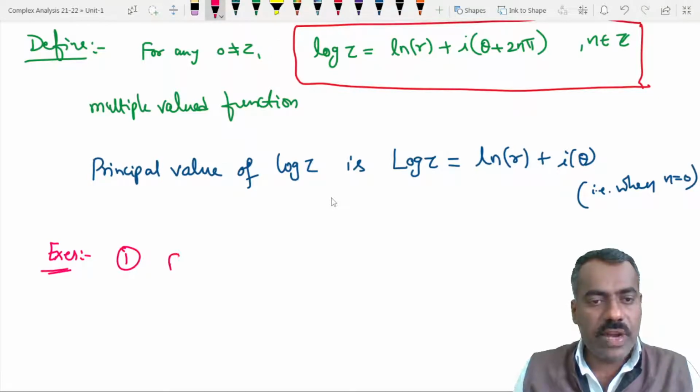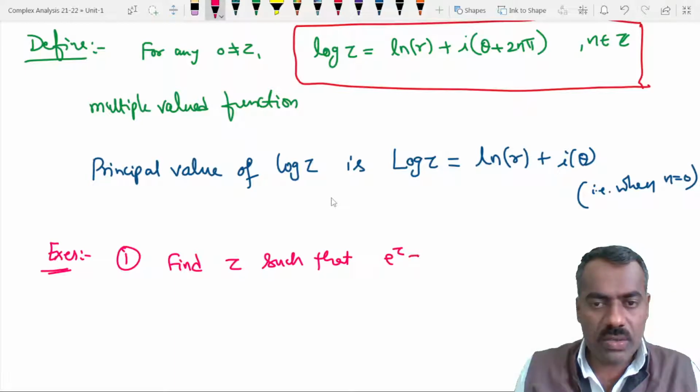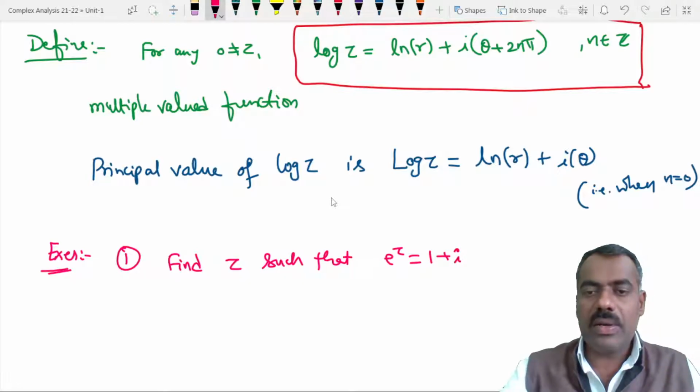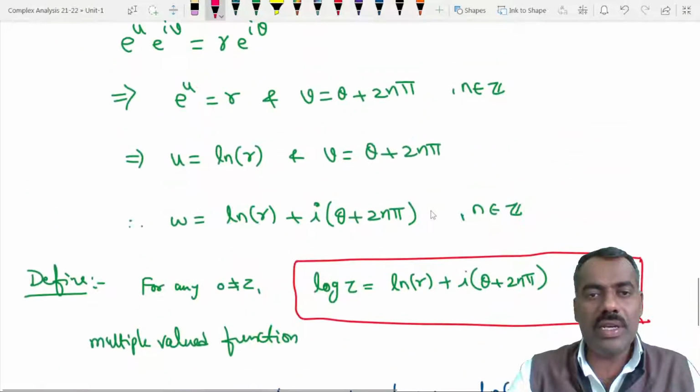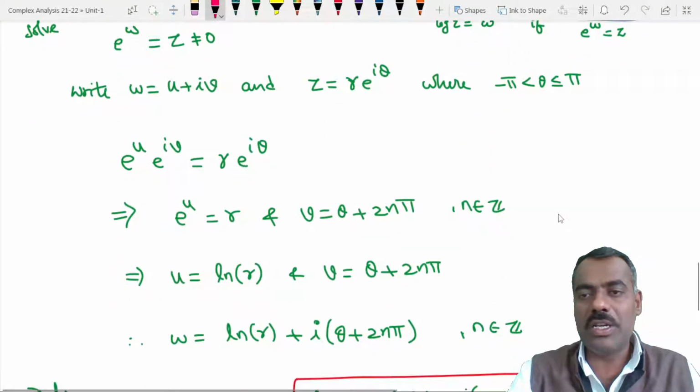One is find z such that e power z is equal to 1 plus i. Okay, that means what you want to write? We want to write this right hand side just like how we have calculated this log z. This z you try to write in r times e power i theta, where theta is the principal value.